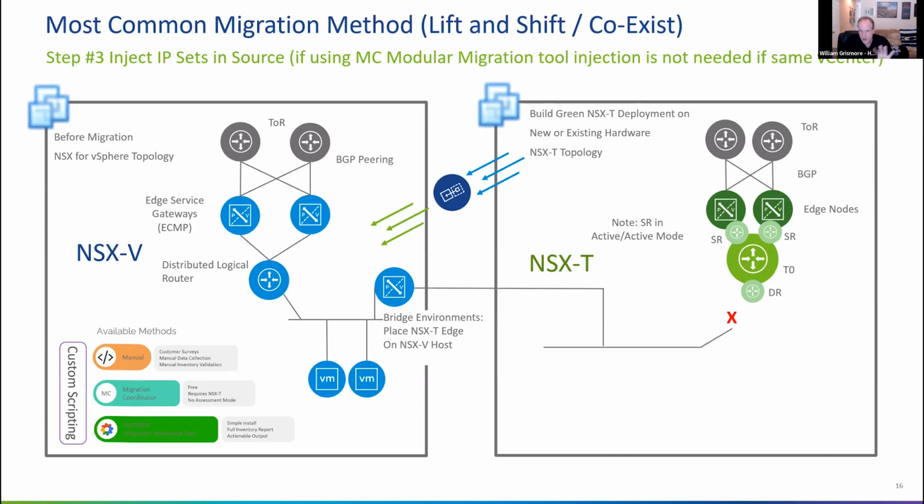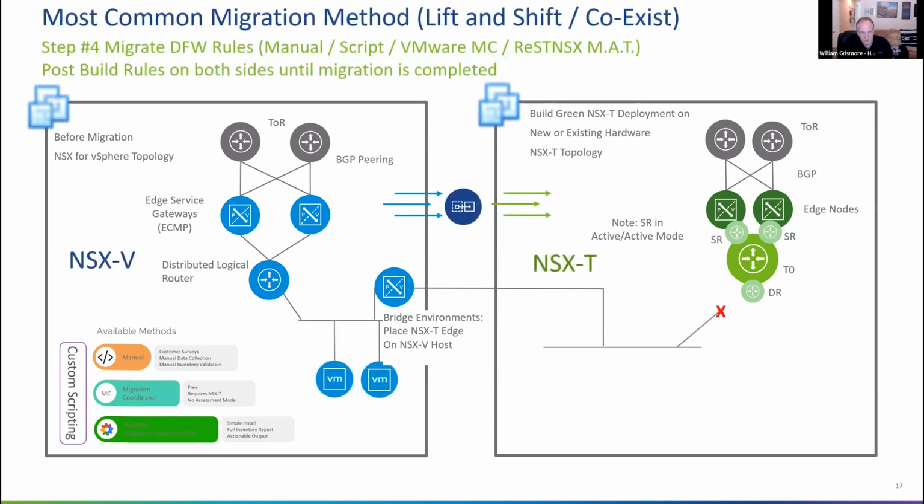So we get the IPs injected in the source. And the reason we do that is because when you migrate things over from V to T, there's a window of time where some stuff is in T and stuff is in V, and it still needs to talk back to V. And you need to have an IP set there, so we don't care where it is. Like, it could be a physical machine in our firewall rule set. It doesn't matter to us, right?